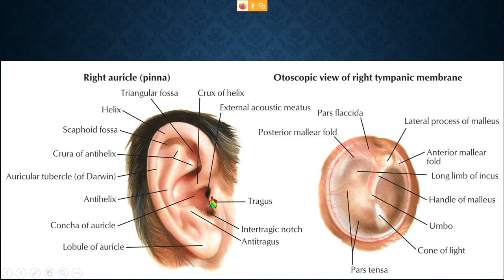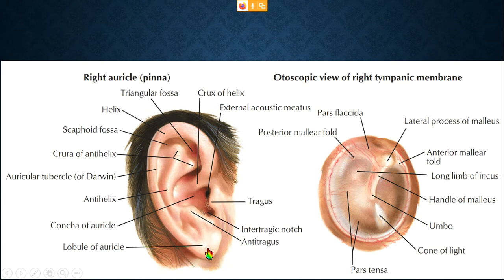Then we can identify another elevation exactly in front of the external acoustic meatus, that is called the tragus. Opposite to the tragus, antitragus. Between the tragus and the antitragus, you can identify the intertragic notch, where we can identify many hair follicles. That is about the structures we can identify on the external ear. The lobule of the ear is the hanging projection, which hangs below the antitragus, as skin-covered flap of fibrofatty tissue.